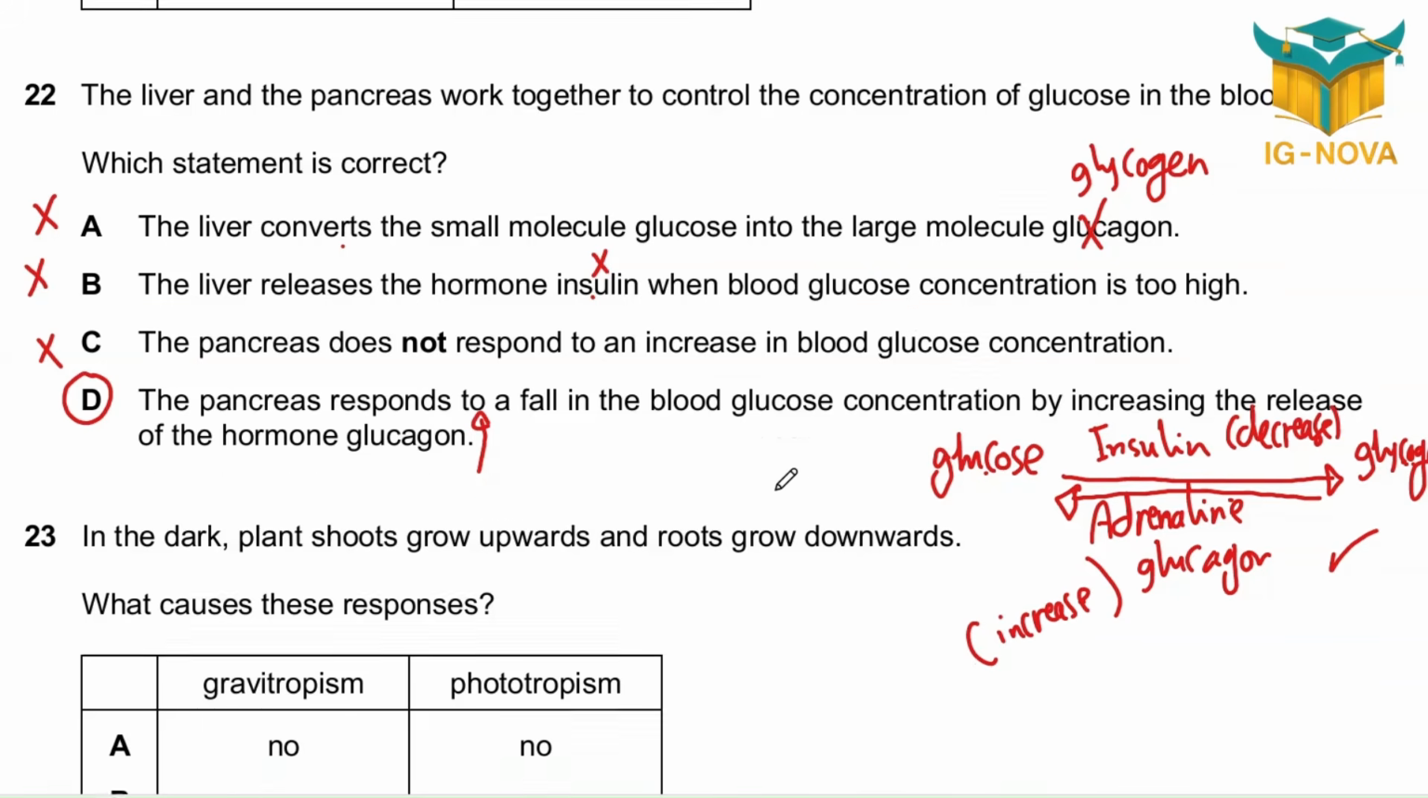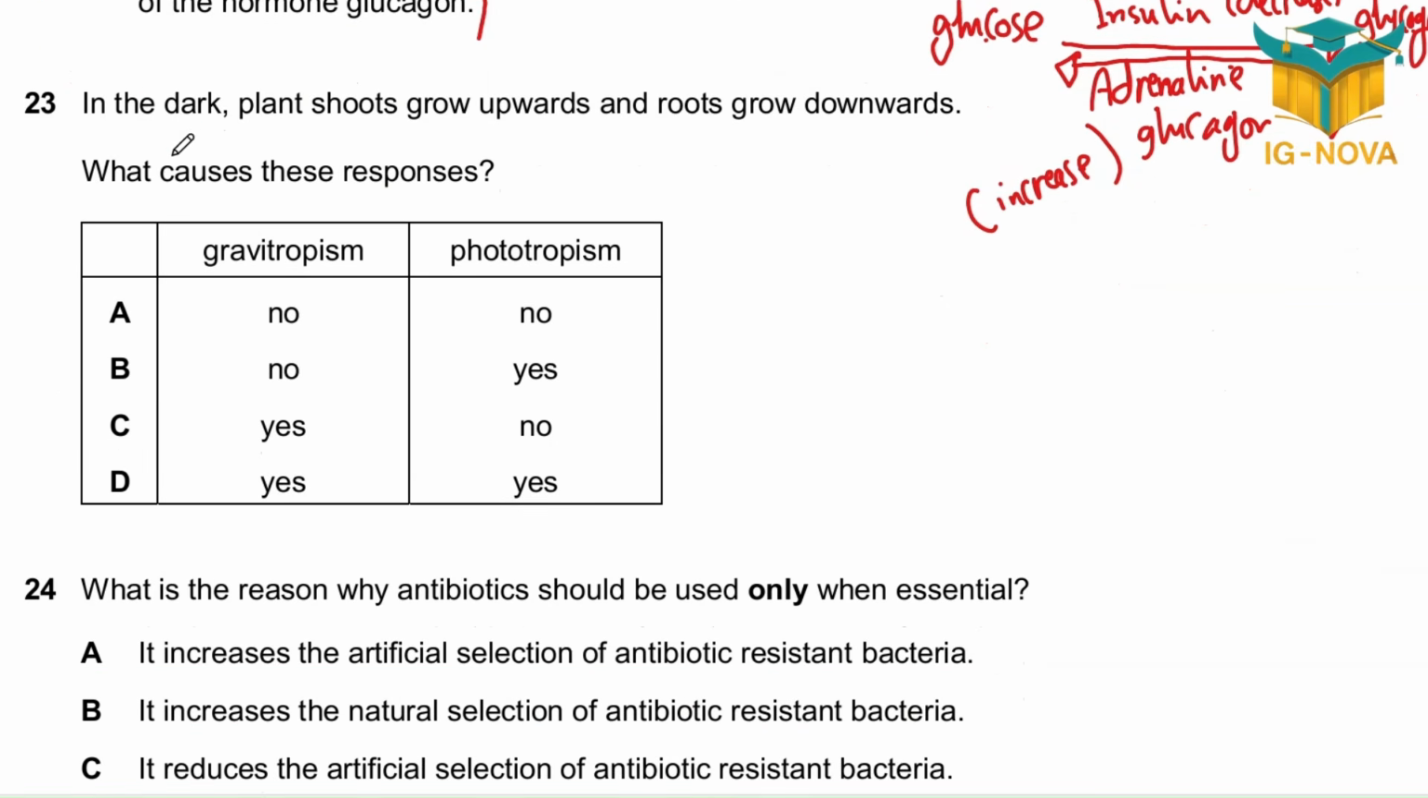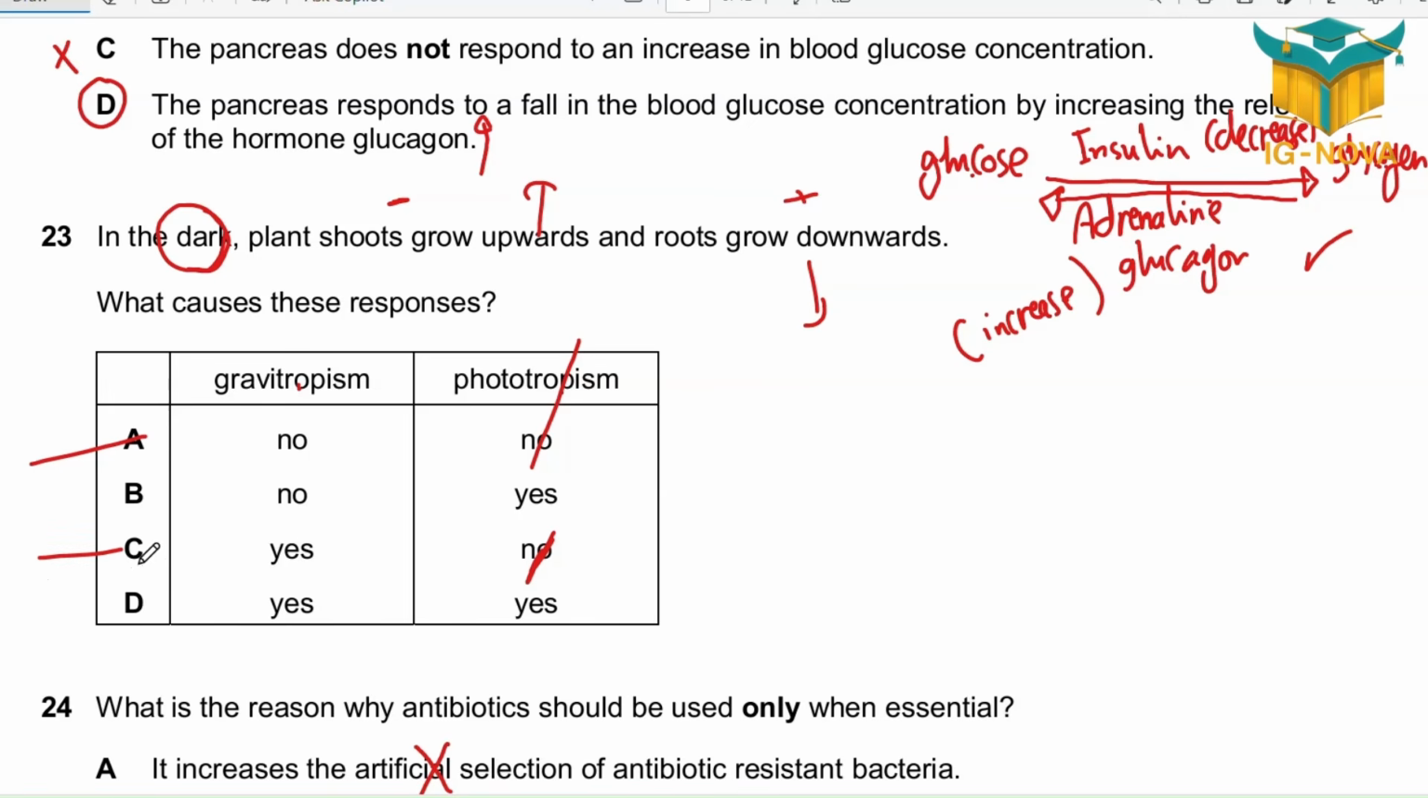Thank you. Question 23. In the dark. Pause the video. Dark. There is no phototropism. What causes these responses? What are the responses? Firstly, I cancel out phototropism. In darkness, plant shoots grow upwards and roots grow downwards because of gravity, because of gravitropism. In both cases, because of gravitropism. There is no phototropism, so either A or C, and only gravitropism, so C.